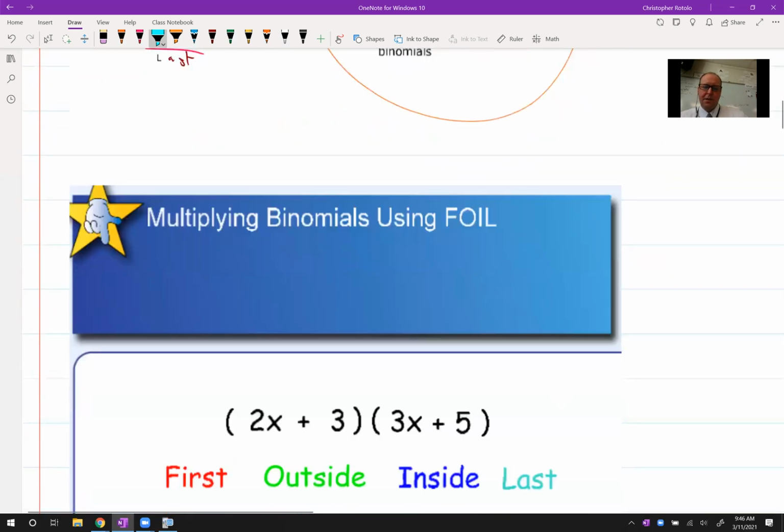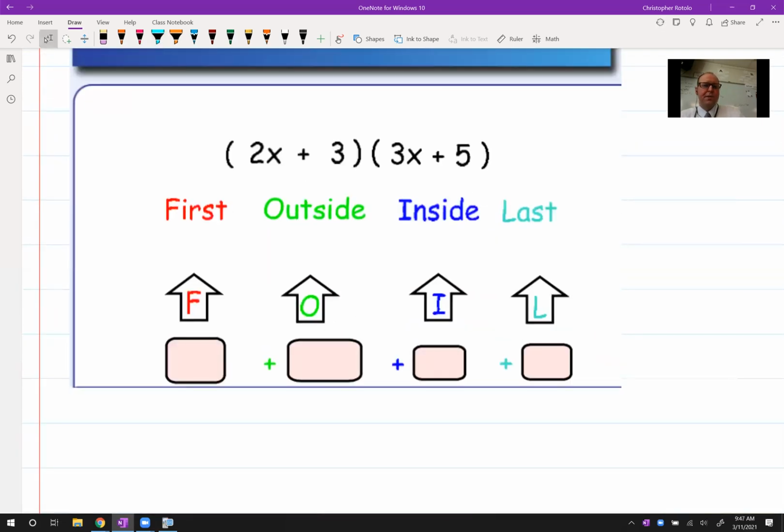Okay, so here's what it looks like. First things first. I want the first, so 2x times 3x. Well, that's 6x squared. So we're going to have to keep in mind that now that I'm multiplying, I want to add those exponents. The outside, 2x times 5 is 10 with an x. On the inside, let me find a blue. Here's a blue. 3 times 3 is 9, and it has an x.